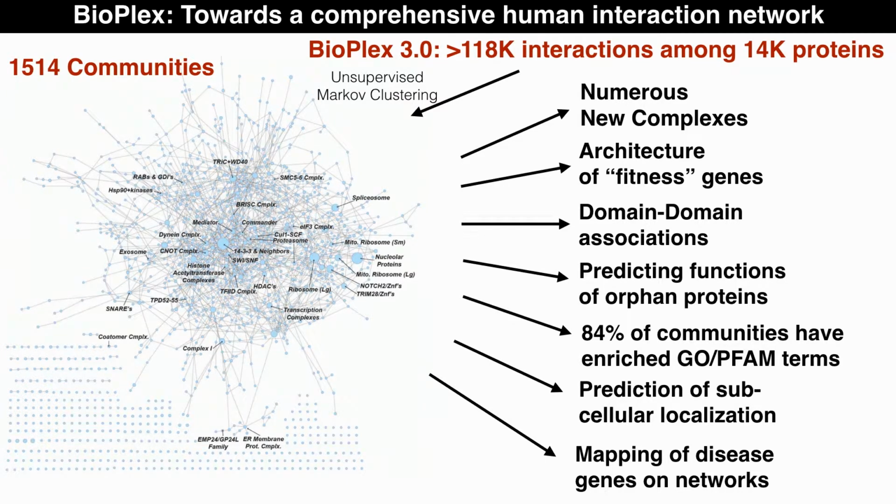We can understand the architecture of fitness genes based on CRISPR screens. We can link domains with each other based on different kinds of enrichment strategies. We can predict the function of orphan proteins. About 84% of these communities have enrichments for GO or PFAM terms, so we can understand something about protein function. We can also predict subcellular localization based on first and second interacting proteins. And we can also map disease genes on the network.